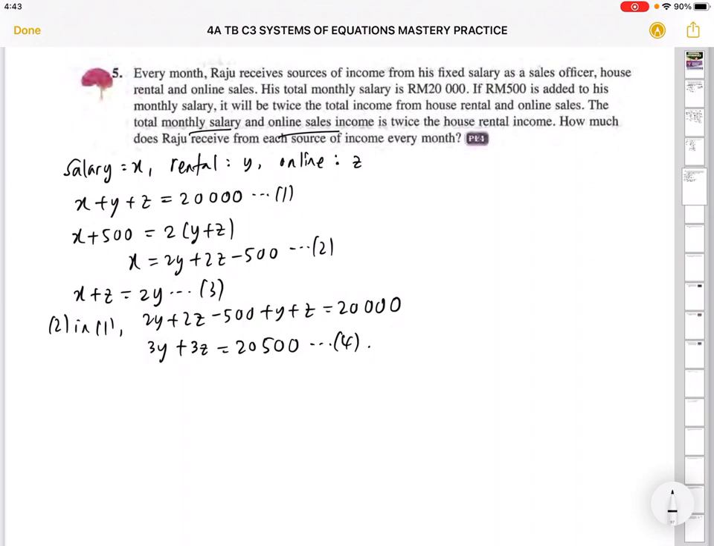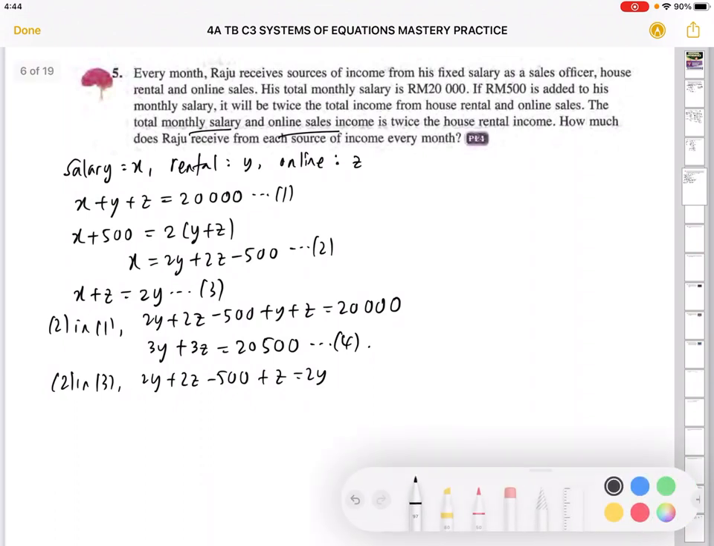All right, then I can sub 2 in 3 as well. 2y plus 2z minus 500 plus z equals 2y. Oh, I can cancel the 2y and 2y. Look at this, 2y, 2y. So I'm left with what?